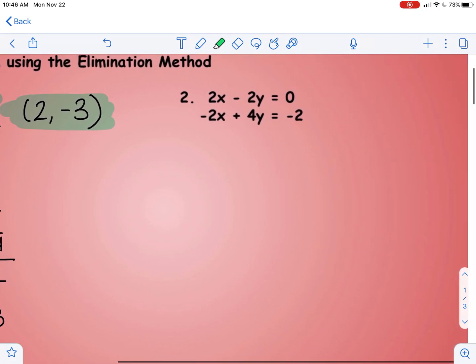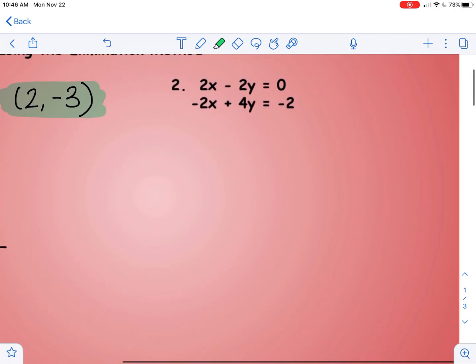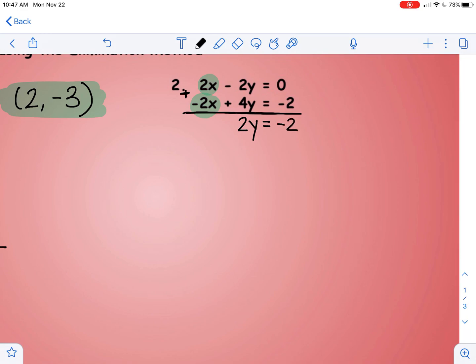Okay, so looking here at number 2, I'm going to do the same thing. So right off the bat, I see that my x's are a positive 2 and a negative 2. So those are opposites of each other, which is what we're looking for. So I'm going to go ahead and use those. Now once again, I'm going to add these together. And so 2 plus negative 2 is going to give me 0. Negative 2 plus positive 4 is going to give me positive 2. And remember, I just keep the y. And 0 plus negative 2 is going to be negative 2.